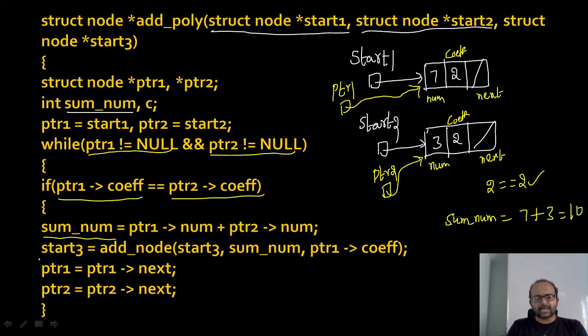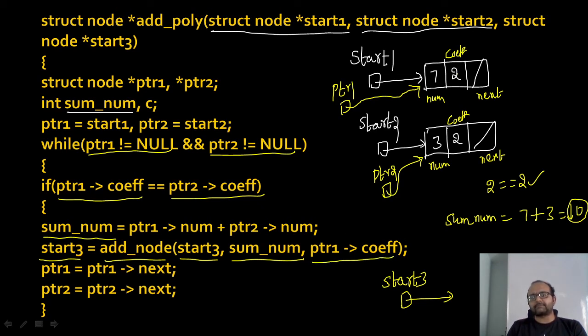Next we have to add a new node with start3 as the pointer. Now we are creating a new linked list where start3 is the pointer pointing to the newly created node. For that newly created node, we have to pass this newly obtained sum as the num and ptr1 arrow coefficient, which means this particular coefficient, as parameters. Then automatically it is going to build a new node which has a total of three parts.